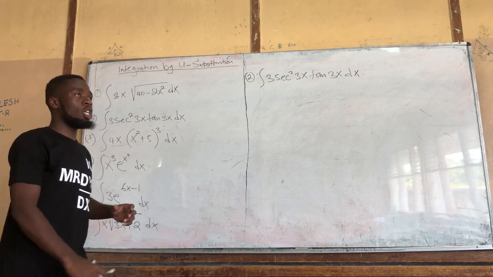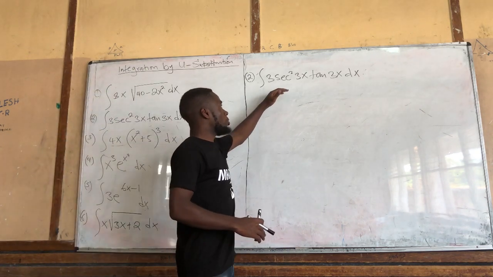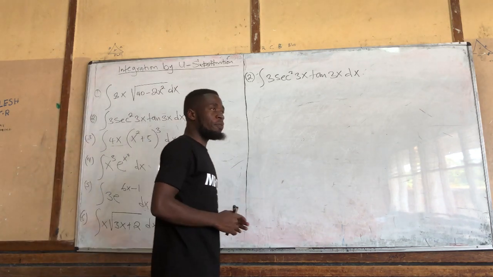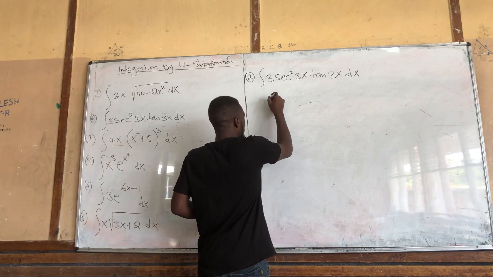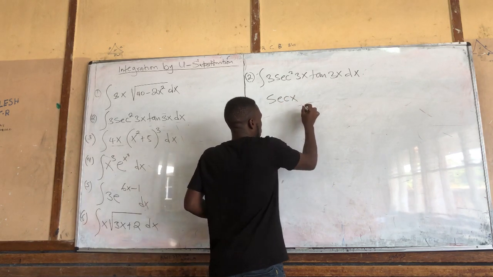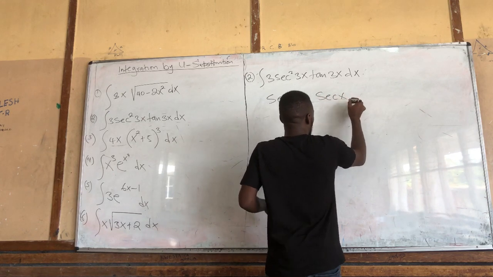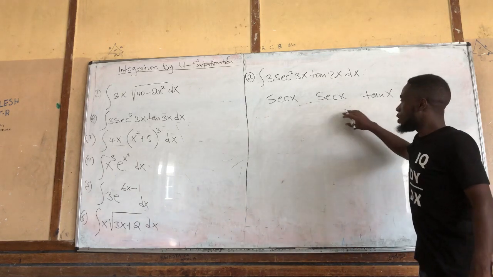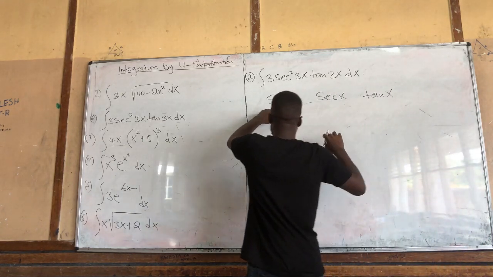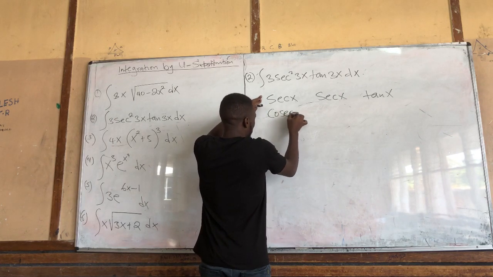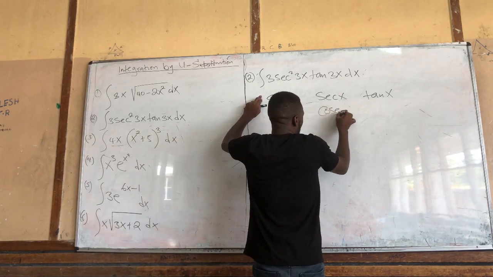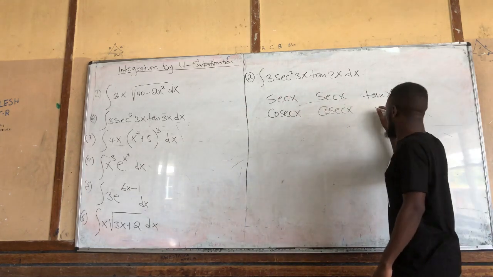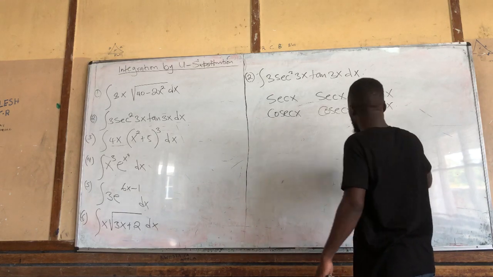Before we even solve this question, we need to understand the derivatives of these trigonometric functions. To simplify this, I'll make something like this. Let me put sec x, again sec x, and here tan x. Down here, I'll put the co-function for each of these. The co-function for sec is cosec x, and the co-function for tan is cotangent, cot x.